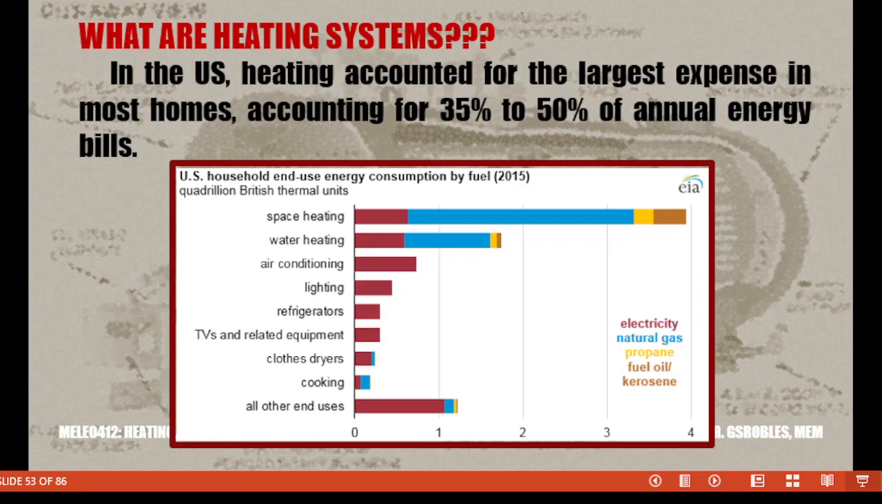So, sa US, typically a cold weather location, it accounted for the largest expense when it comes to heating their homes, offices, or dwellings. So, this accounted for around 30 to 50% of the annual energy bills, no? So, kung titignan natin yung figure, ang pinakamataas na nagko-consume ng heating is yung space heating as well as water heating. So, making up for the large shares using either electricity, natural gas, and other kinds of fuels.